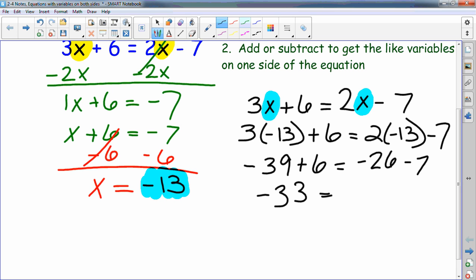Negative 26, you borrow 7 more, gives you negative 33. So does negative 13 work for x? Yes, it does. So that is how you check it.